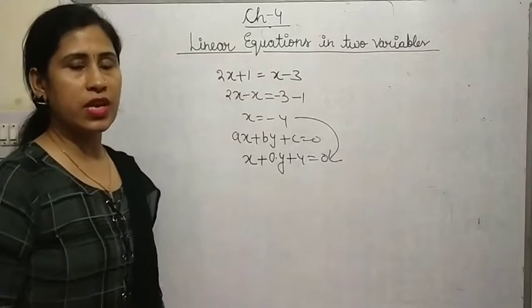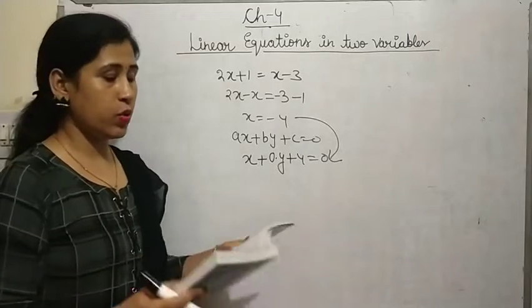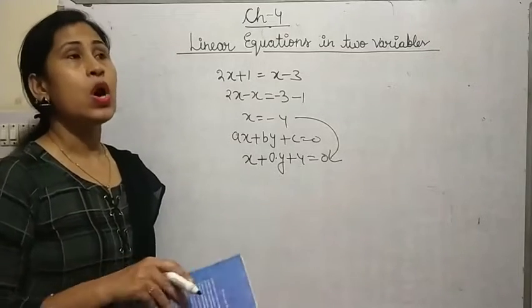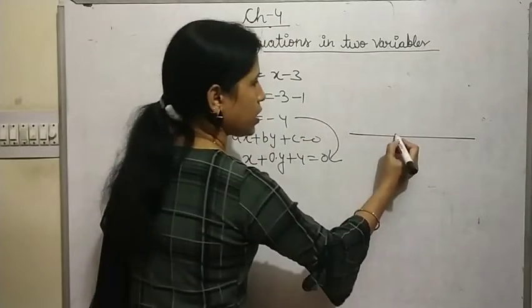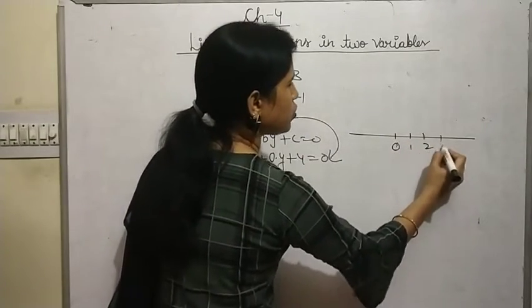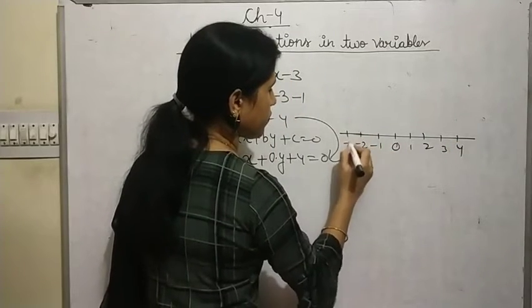The question has been given in exercise 4.4, then look at one variable and two variables. The question says in one variable and two variables. One variable means number line. One variable means number line. 0, 1, 2, 3, 4. One side positive and one side negative.